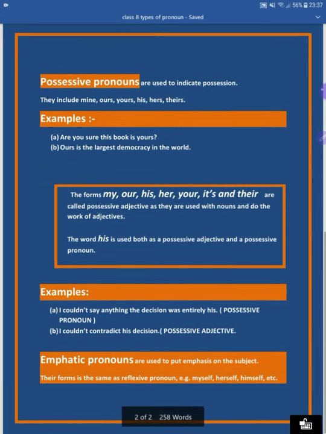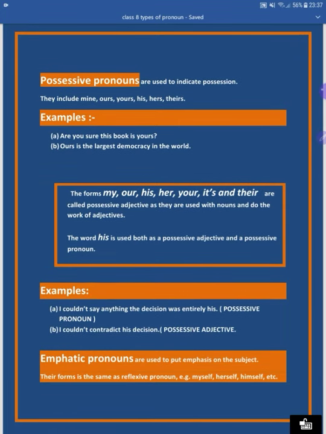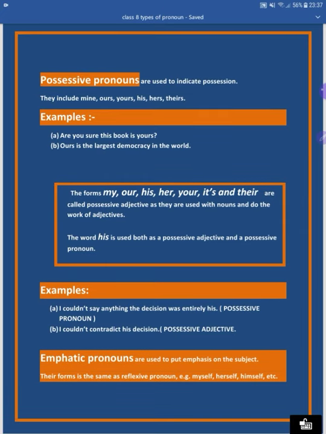The forms my, our, his, her, your, its, and their are called possessive adjectives, as they are used with a noun and do the work of adjectives. So mine, ours, his, hers are possessive pronouns, while its works like a possessive adjective also. The word his is used both as a possessive adjective and as a possessive pronoun.